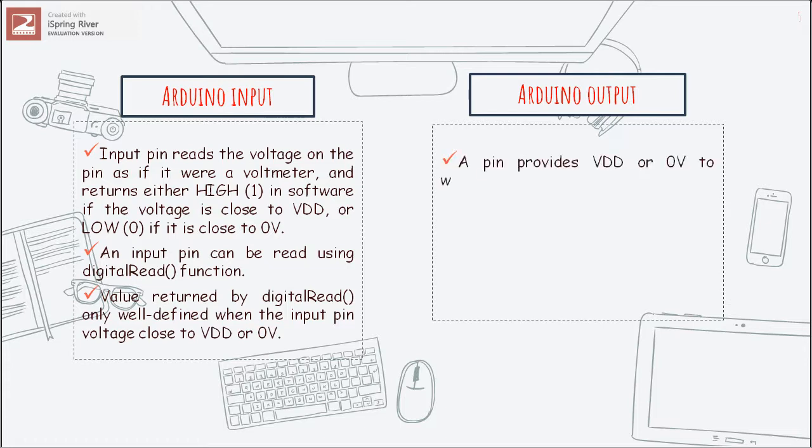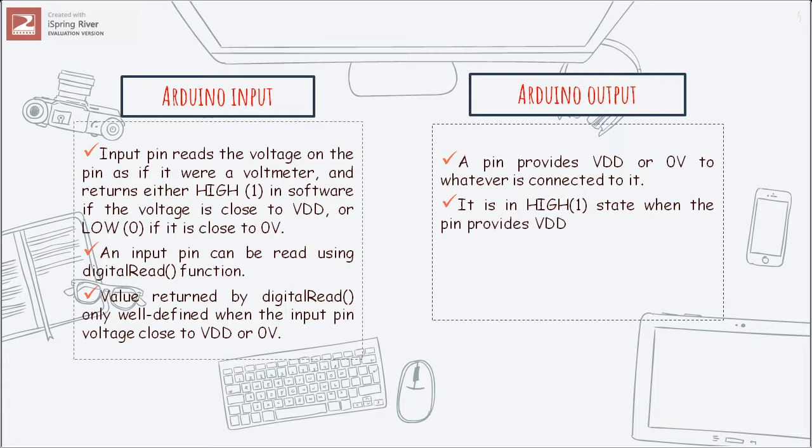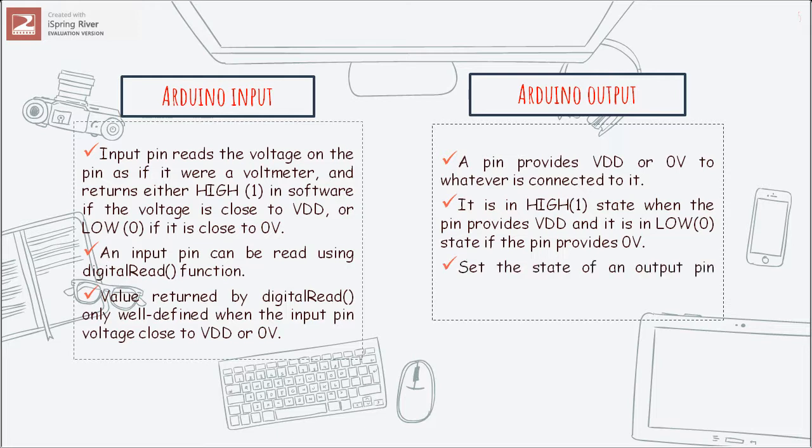For Arduino output, a pin provides VDD or 0 volt to whatever is connected to it. It is in the high or 1 state when the pin provides VDD, and it is in the low or 0 state if the pin provides 0 volt. By using software, set the state of an output pin using the digitalWrite function.